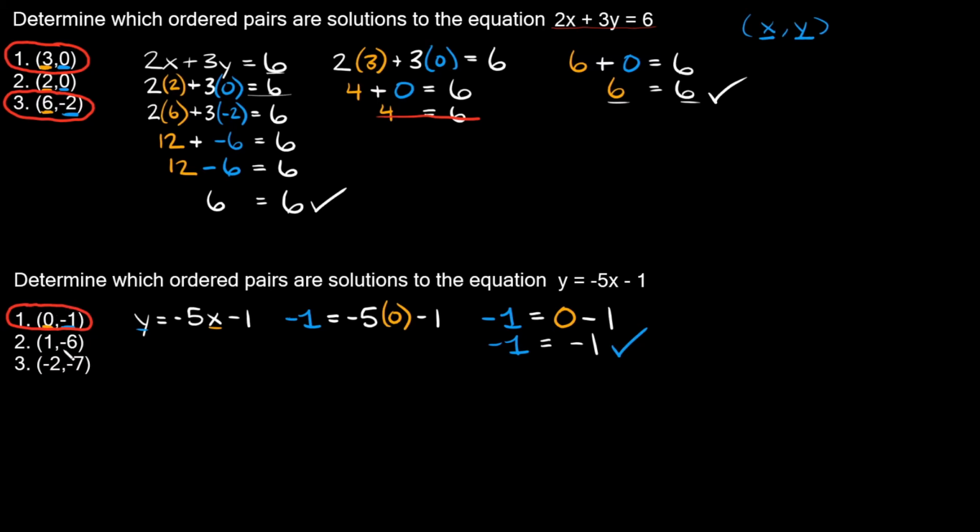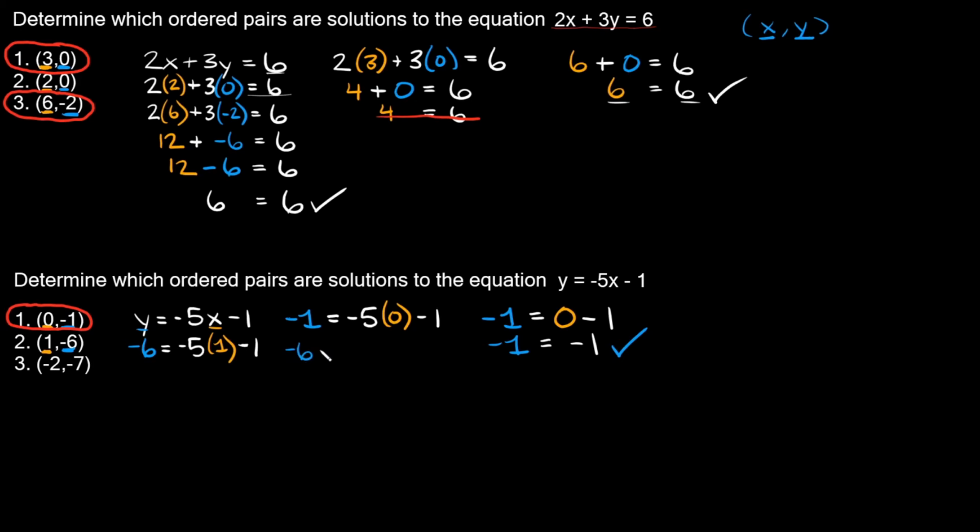All right, now let's just check these last two ordered pairs. So this second ordered pair right here is (1, -6). So again, this is your x number, and then this is your y number. Okay, so inserting that into the equation, we're going to have y, so negative 6, right? So negative 6 is equal to negative 5 times our x, which is 1. Okay, so times 1 minus 1, right? Minus 1. Okay, now I'll rewrite it right here.